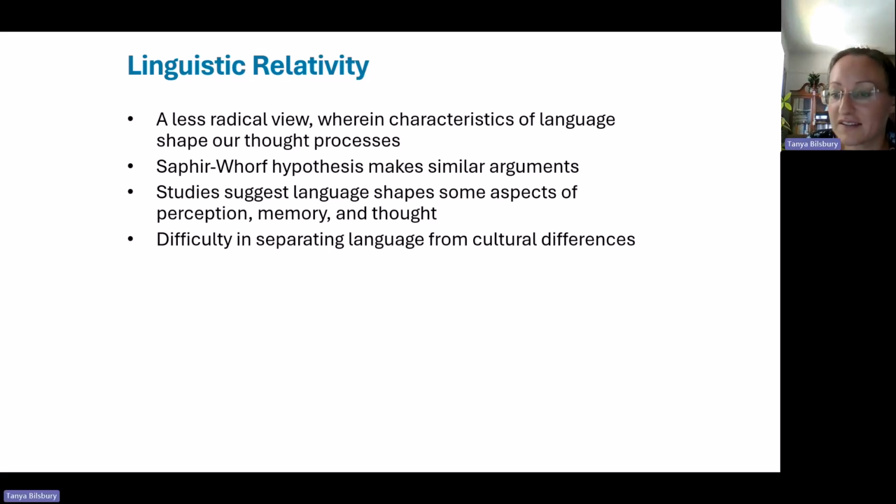There is a comment in the chat from a bilingual student who speaks 4 languages. Wow. Says that they feel like they almost have different personalities when operating in the different languages. That's amazing.